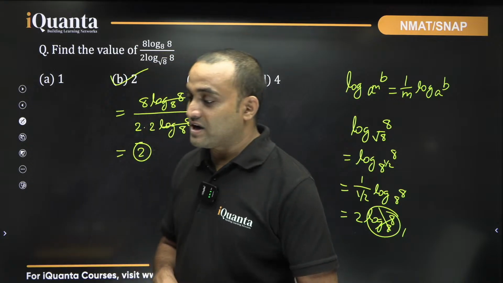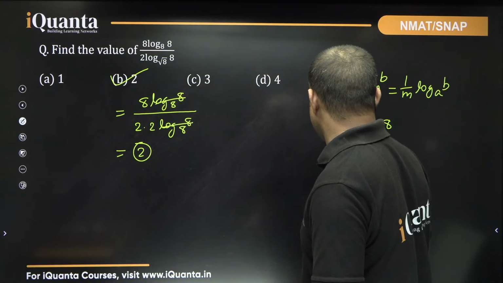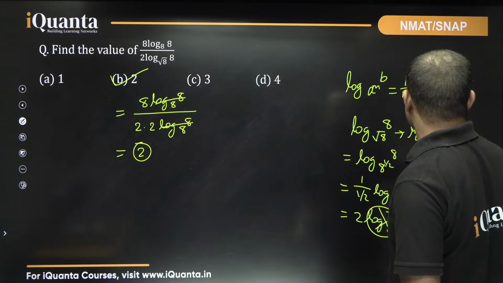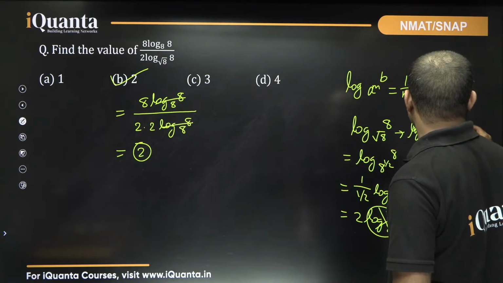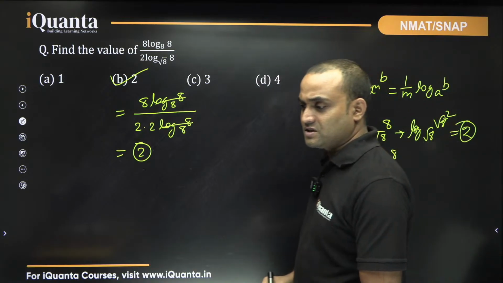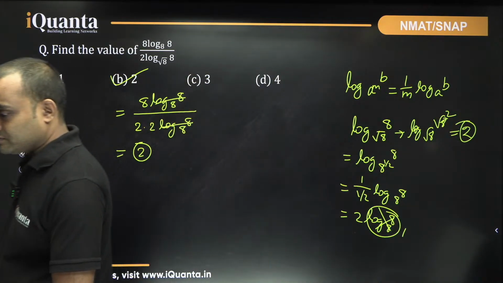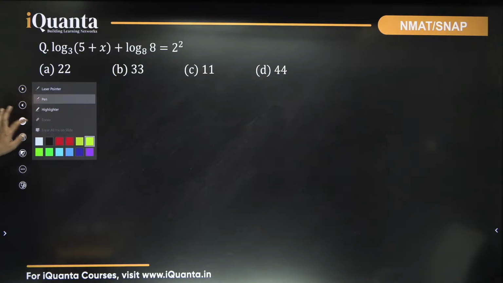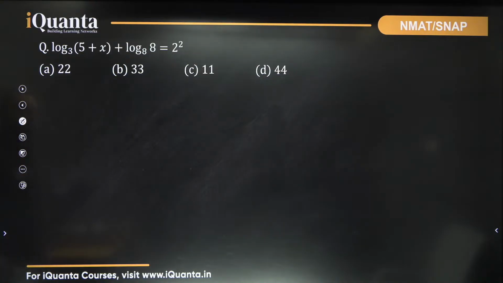Root 8 squared, yes Nawab, we can also do that. You can also write it as log of square root of 8 squared, and that will again be 2. You can use any of these concepts. Okay, let's try this one now.